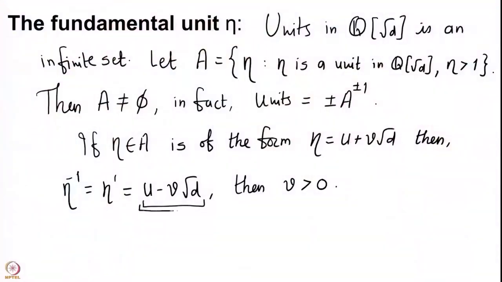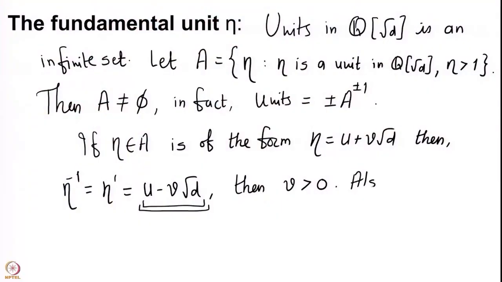If U is negative, then eta prime will be a negative number, because now our V is positive. So, negative V is a negative number, and if your U is also negative, then it tells you that you have eta prime to be a negative number, which is also not possible, because if you have something bigger than 1, it is a positive number, its inverse should also be positive. So, also U is bigger than 0.